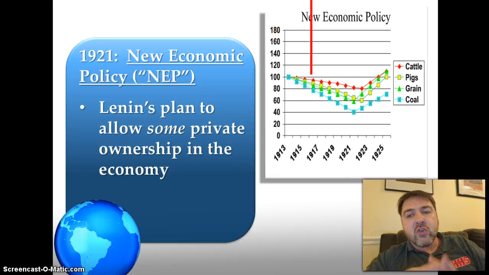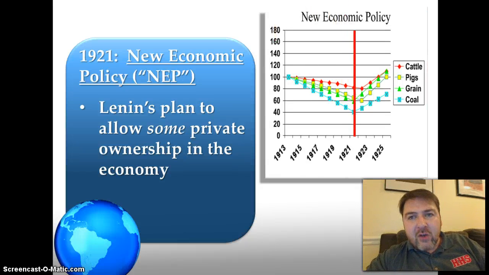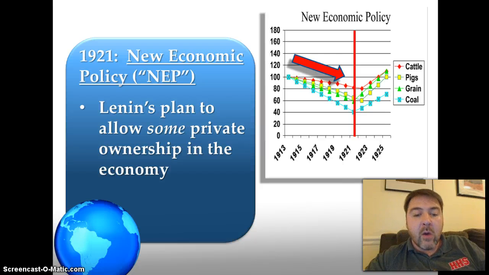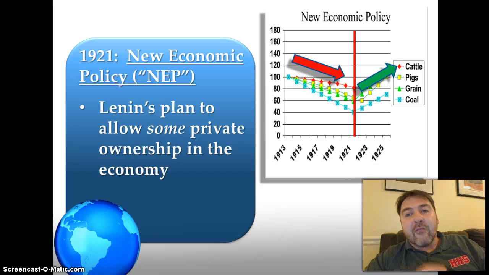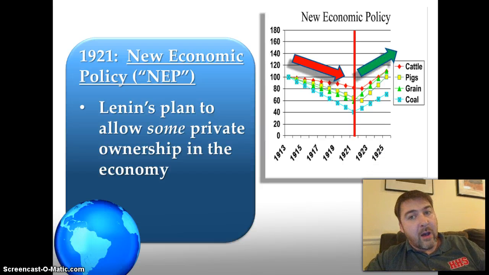We can see in this chart here, we can see production of things like cattle and pigs and grain and coal were all going down from 1913 until 1921 when the new economic policy is introduced. And from that time on, the production of these things go up. Okay, so the new economic policy allowed some private ownership while still maintaining a communist setup.